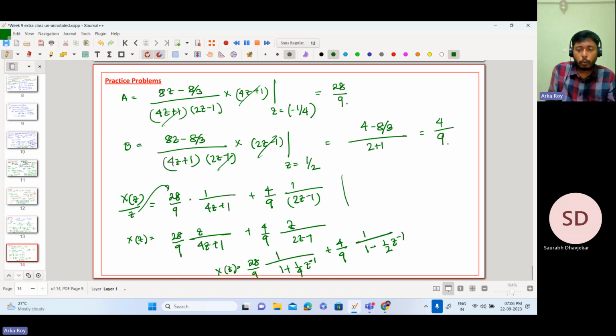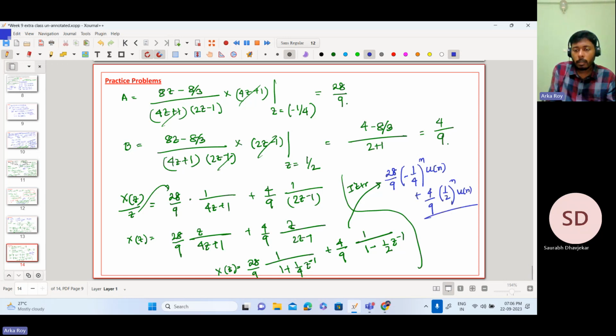Now what I will do is that I will take inverse Z transform. So if I just take inverse Z transform, I will get the final answer as 28 by 9 times minus 1 upon 4 to the power n multiplied with u[n], and 4 by 9, and then I can take half to the power n u[n]. So this is your final answer.